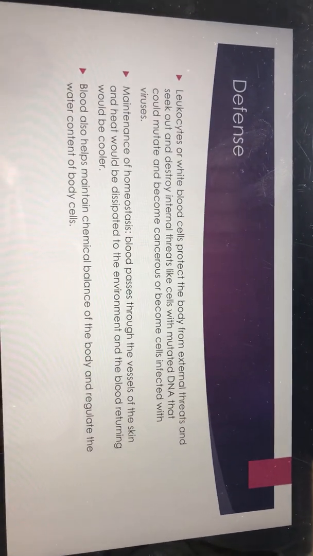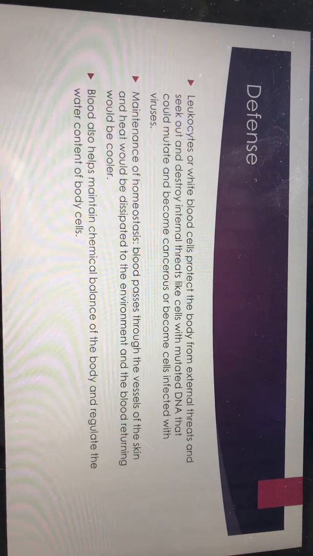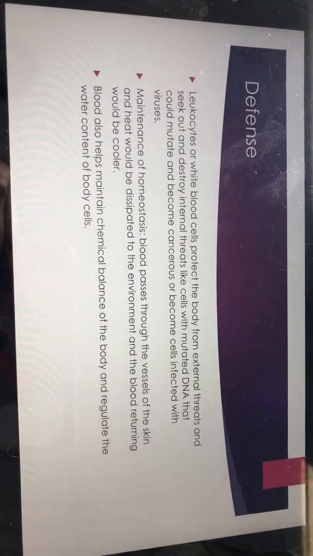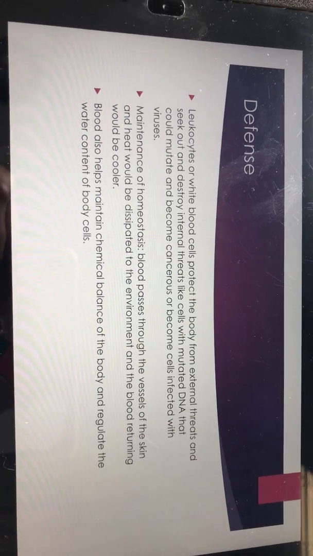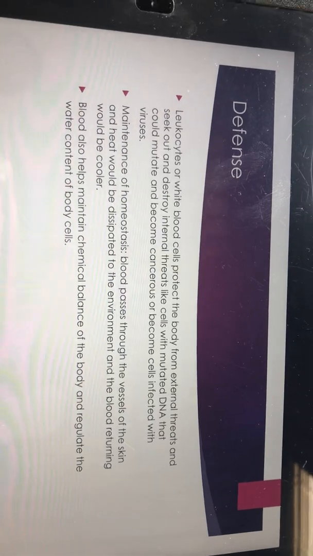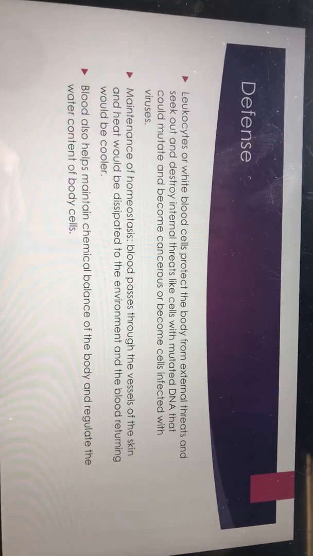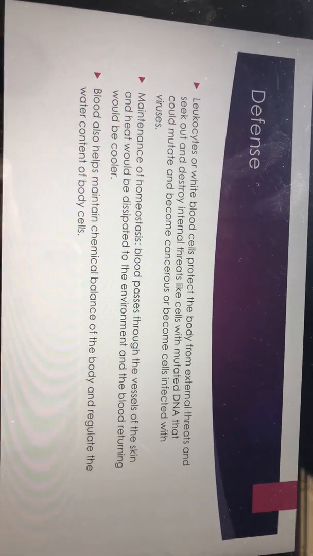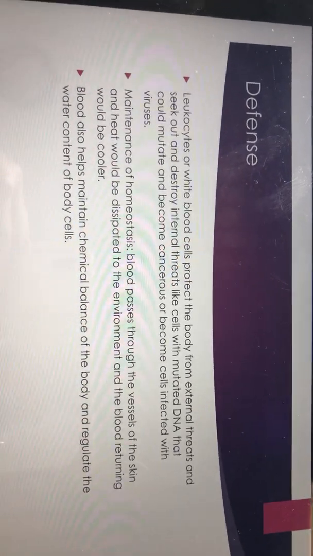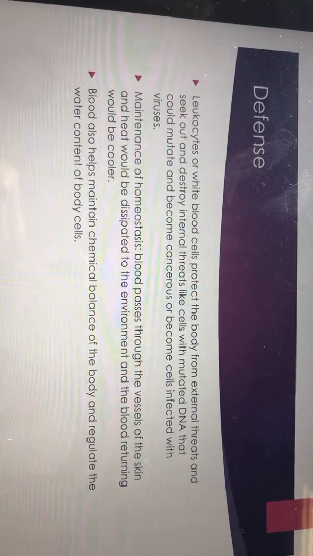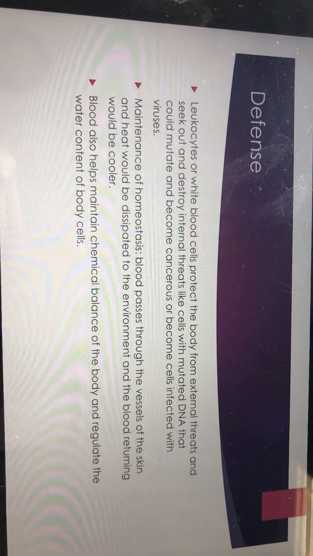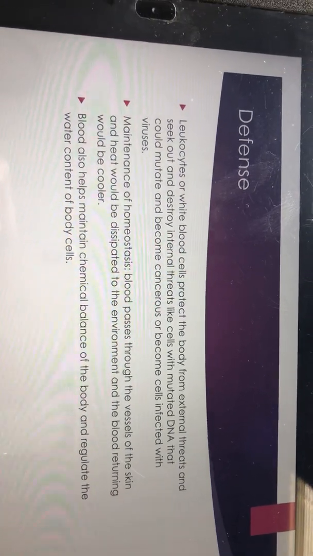Defense. Leukocytes, or white blood cells, protect the body from external threats and seek out and destroy internal threats like cells with mutated DNA that could become cancerous or cells infected with viruses. Blood also helps our body with maintenance of homeostasis. Blood passes through the vessels of the skin, and heat is dissipated to the environment, so the blood returning is cooler. Blood also helps maintain chemical balance of the body and regulates the water content of body cells.